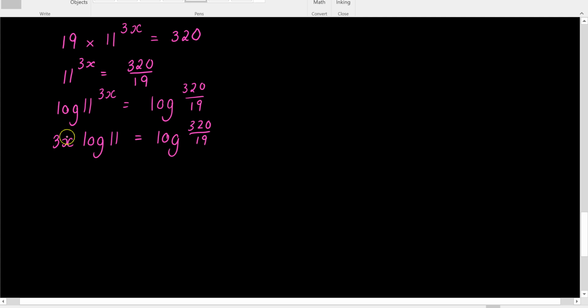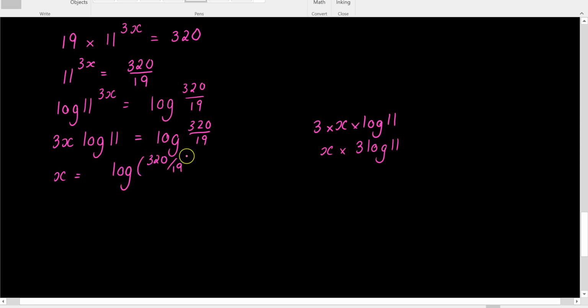And so here we want to get x by itself. So remember what we just said was it's 3 times x times log 11. Remember, we can multiply in any order, so that is the same as x times 3 times log 11, which I can write as just 3 log 11. So to get rid of that times 3 log 11, I can just divide. So we go log 320 over 19 all over 3 log 11. I have not used my calculator at all, right? Keep it all in one step.